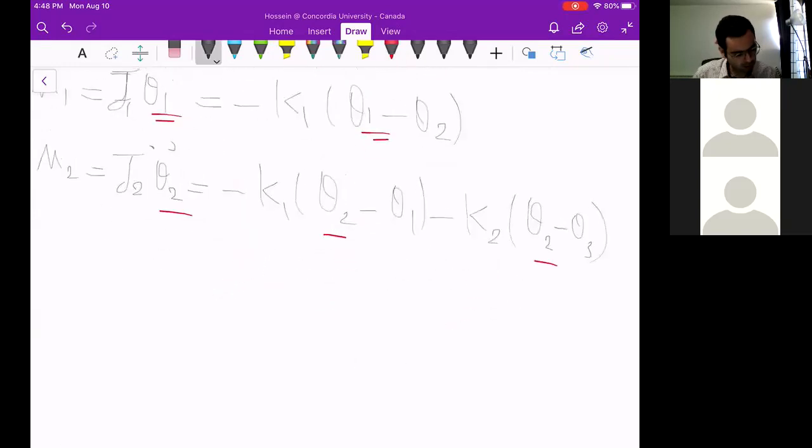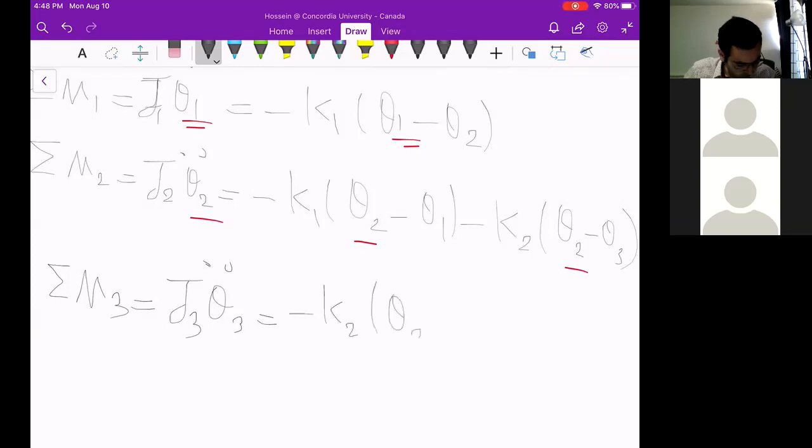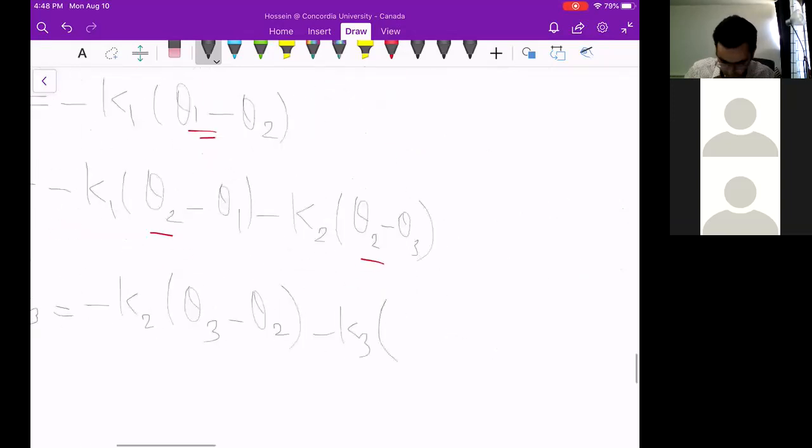Similarly, you have to write the equation of motion using the Euler formula for the third disk. Like this, the summation of moments applied to the third disk is going to be J3 theta double dot 3, which is going to be minus K2 (theta 3 minus theta 2) minus K3 (theta 3 minus theta 4).